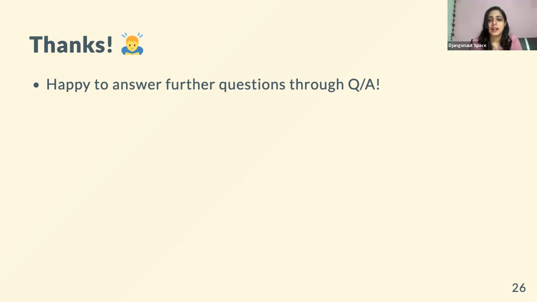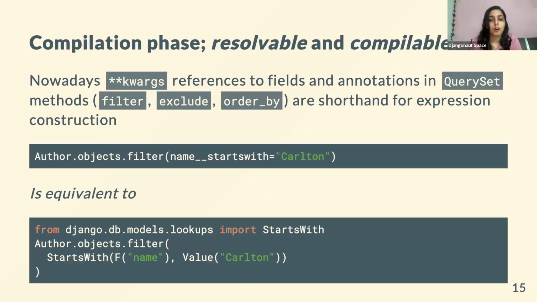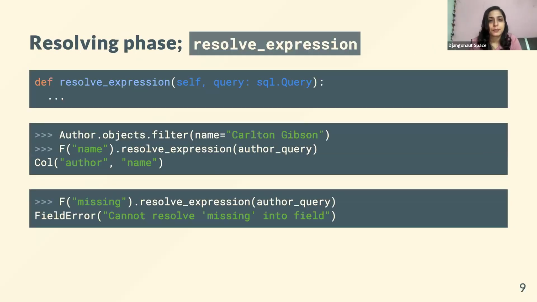The next question we have in the chat is from Abdul Basio. The first question is, in the resolving phase on page 9, you mentioned F name. What is F? Could you please give an example of an author query? So F name, if you use the ORM and you try to reference a field, F is a shorthand for field. So it's a field reference. If you want to make a reference to a field, you're going to be using the F object.